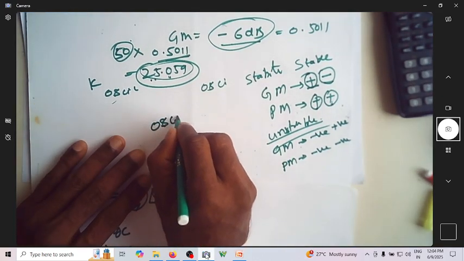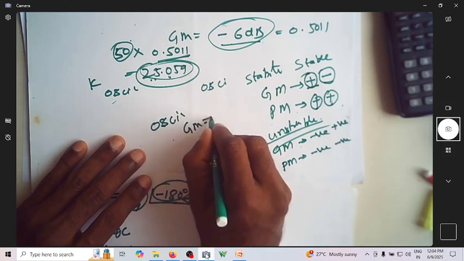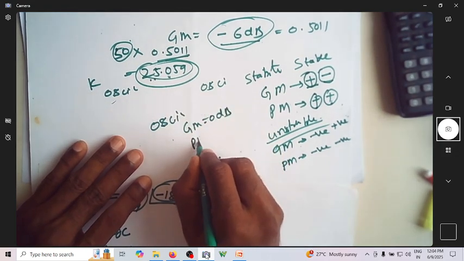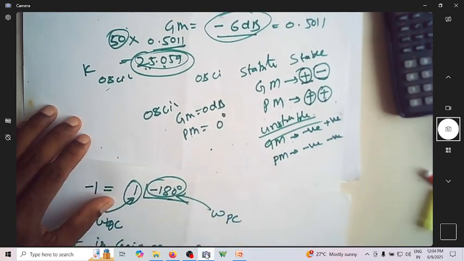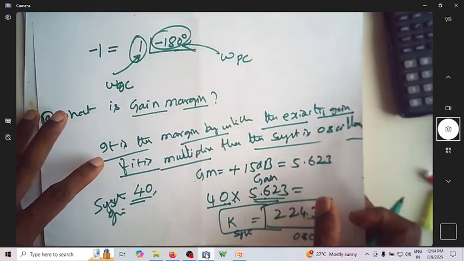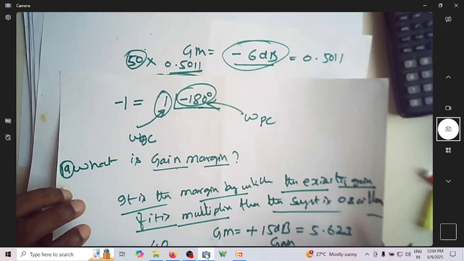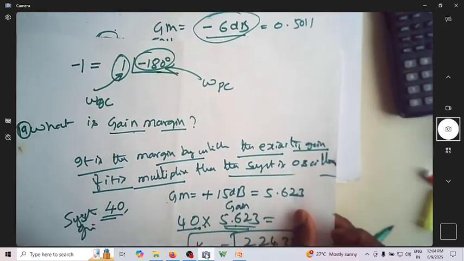When is the system oscillatory? When the gain margin is 0 dB and the phase margin is 0 degrees. This is about the gain margin, phase margin, and omega PC and omega GC.